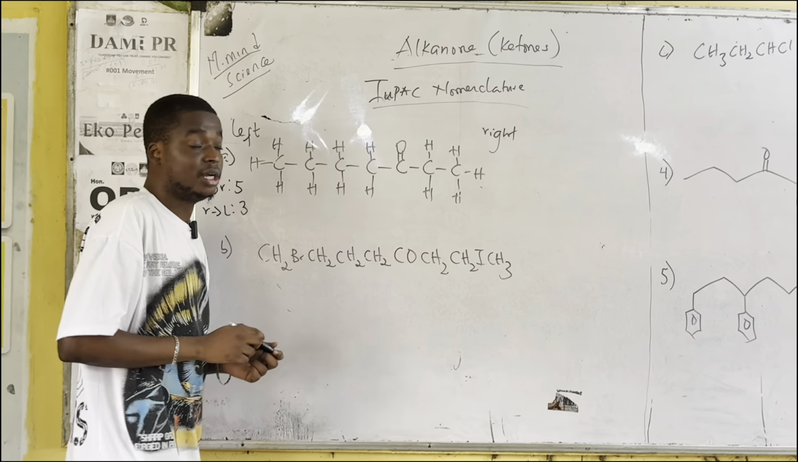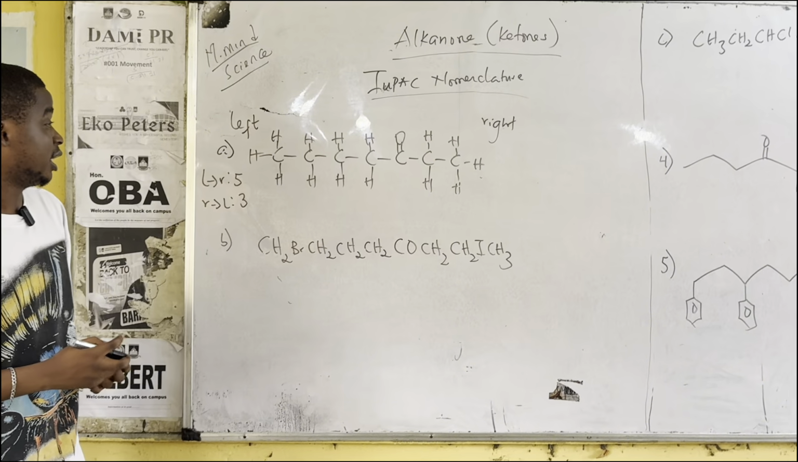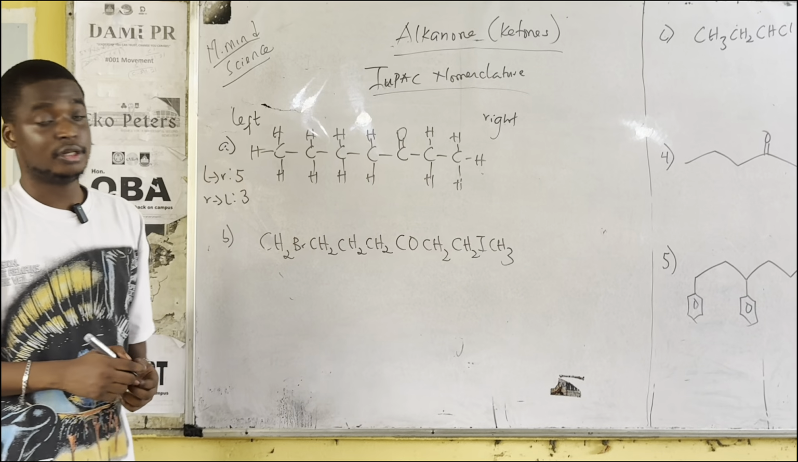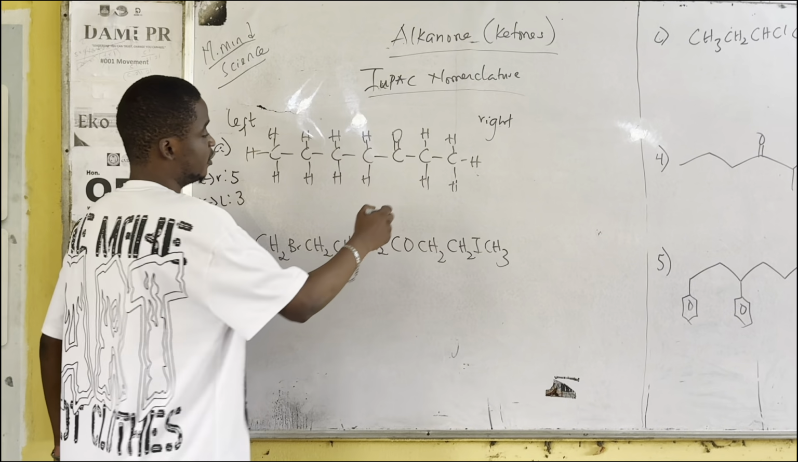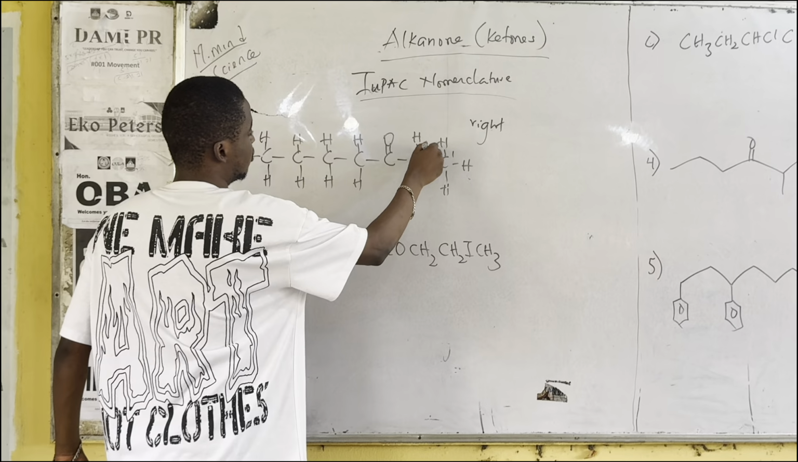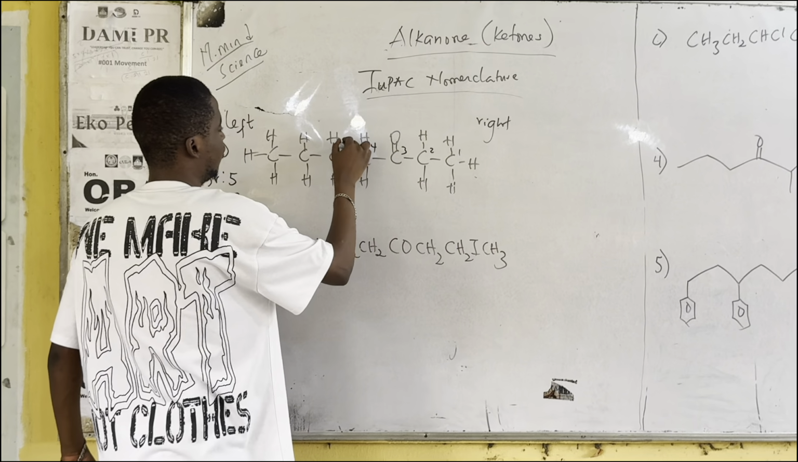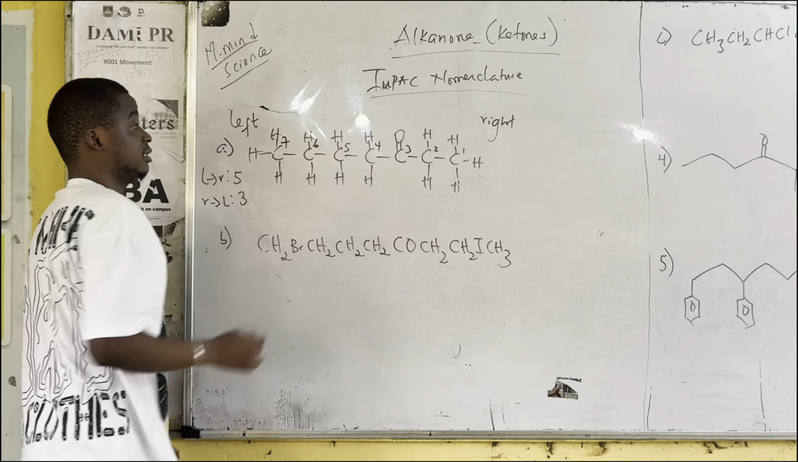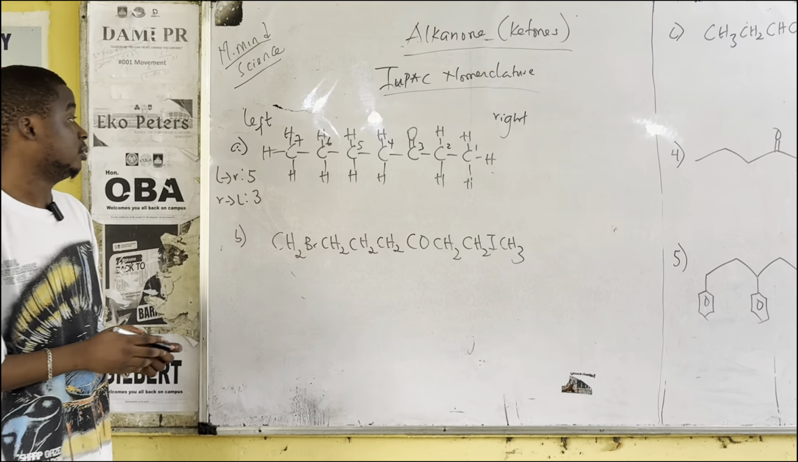So which one is smaller? 3. So we count from right to left following a pack rule. So the chain is going to be 1, 2, 3, 4, 5, 6, 7. So we have 7 carbon in this chain.